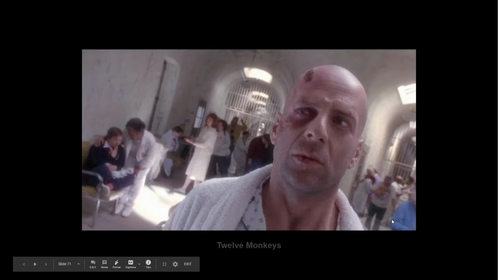Here's another Bruce Willis movie, 12 Monkeys. He's in an insane asylum, so literally it feels like he's kind of going crazy. He doesn't feel comfortable, and we're not supposed to feel comfortable either. And that's why the camera has a Dutch angle.